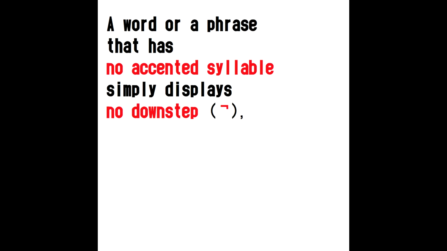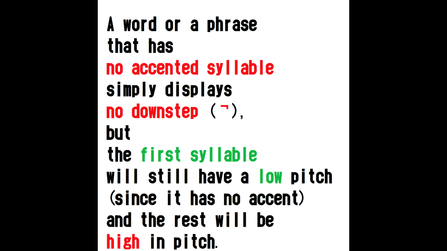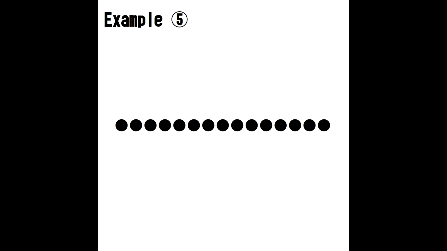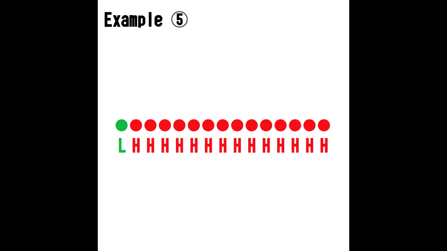Part 4. A word or a phrase that has no accented syllable simply displays no downstep, but the first syllable will still have a low pitch since it has no accent, and the rest will be high. Everything will be high. For instance, here we will have no accented syllable, so the first one will be low and the rest will be high. Now let's imagine that something is added to this phrase without an accent. This will also be high because there is no downstep.